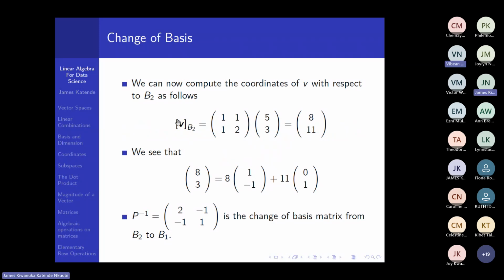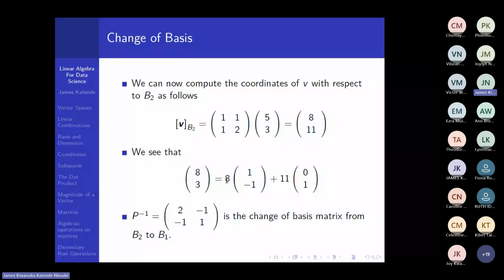So the coordinates of the vector (8, 3) with respect to the first basis were (5, 3). If you multiply that by this change of basis matrix, we'll get the coordinates of the vector with respect to the second basis. And that we get (8, 11) as the coordinates.